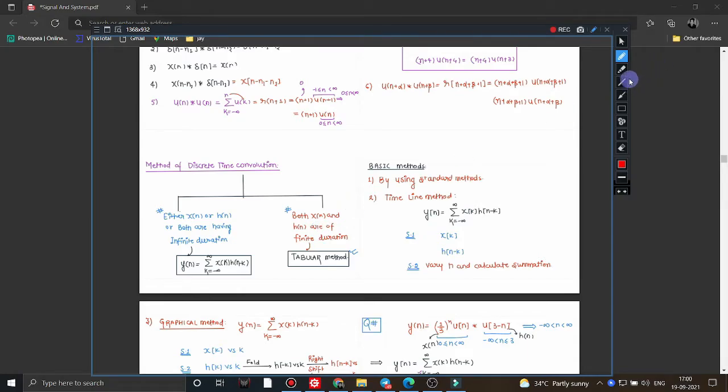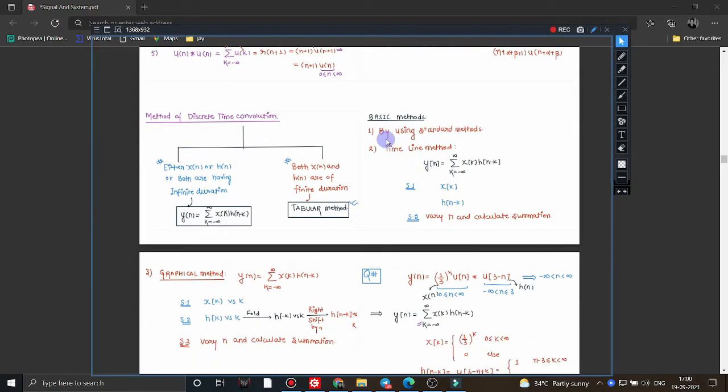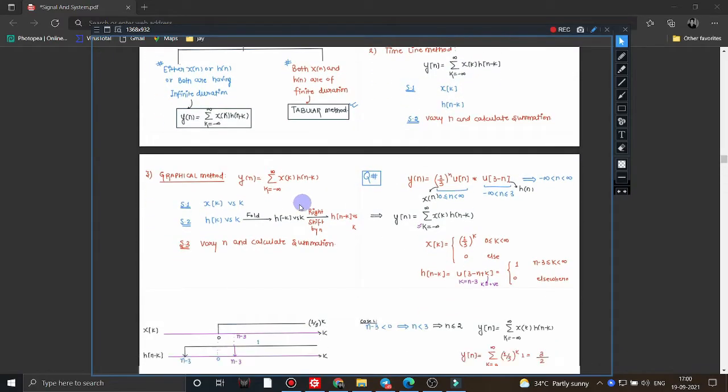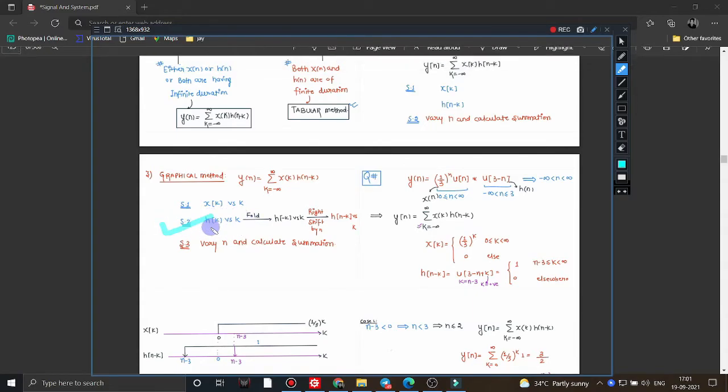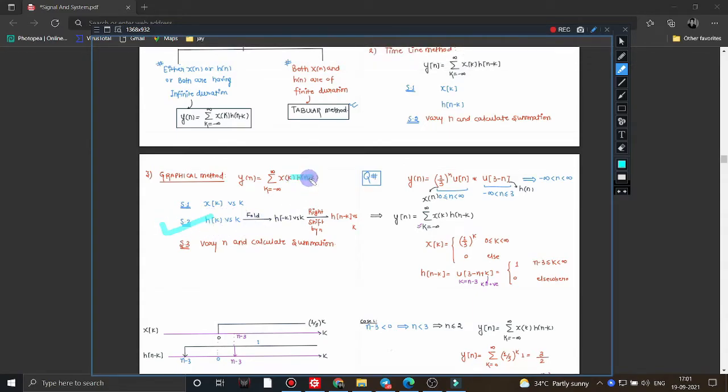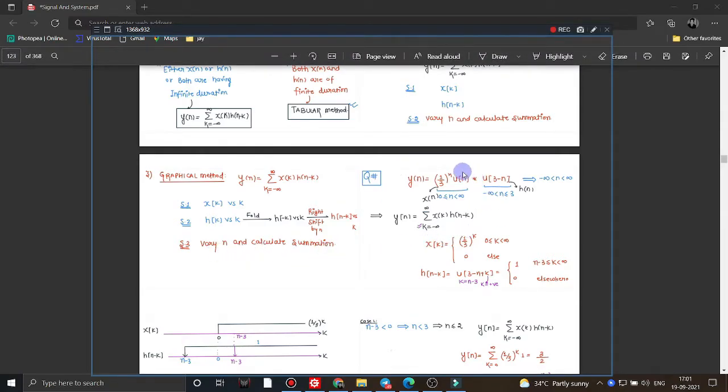But if both x and h are finite duration, then we use the tabular form. There is also the standard method, the timeline method. I've told you how you can make the graph of hn minus k: take the graph of hk versus k, fold it, then right shift it by n. Simple. Vary n and calculate the summation.